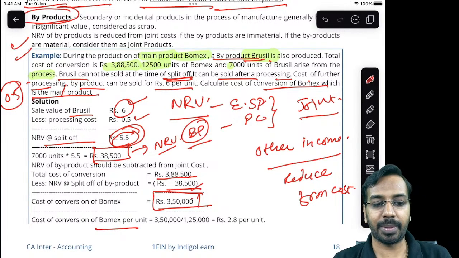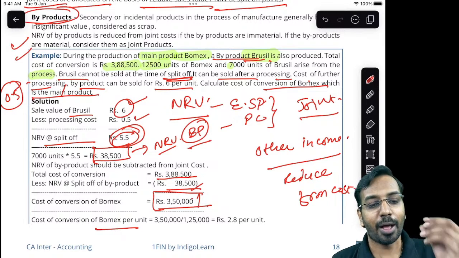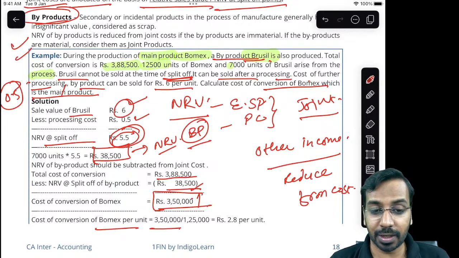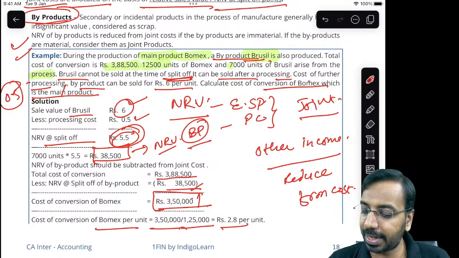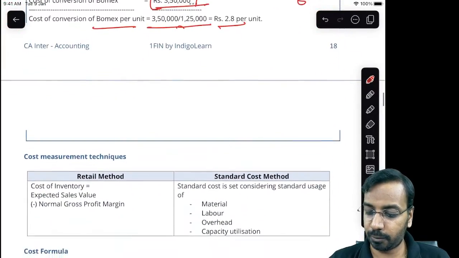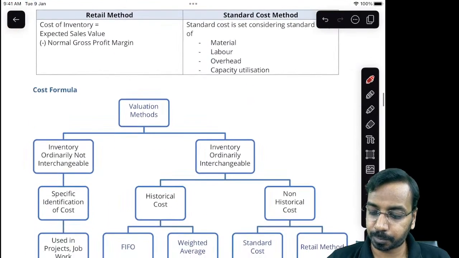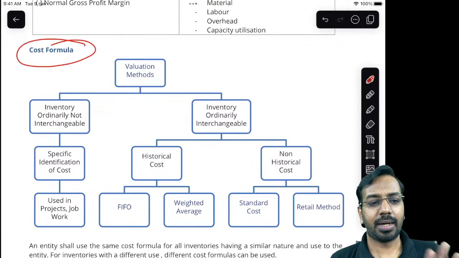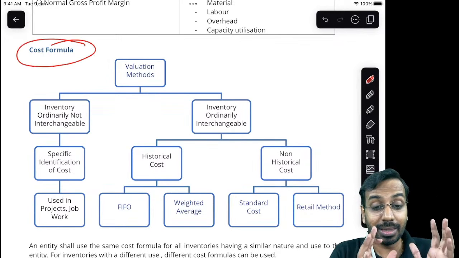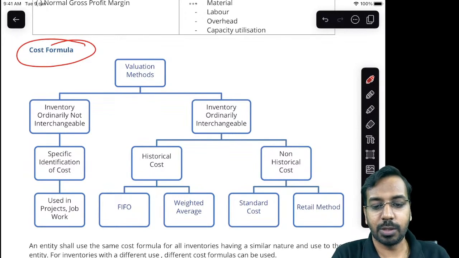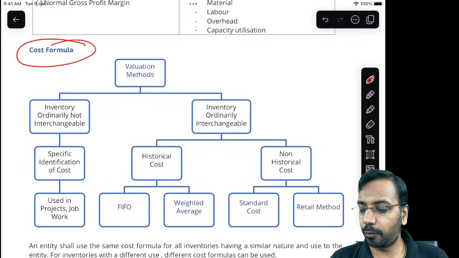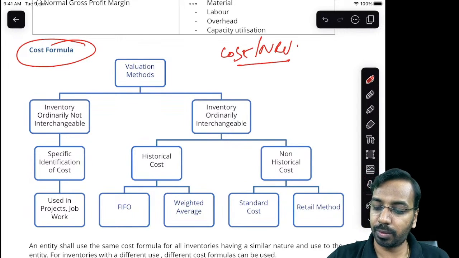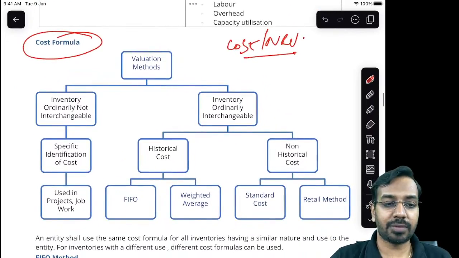So the cost of Bomex is simply calculated as total cost minus the cost of the byproduct. 350 divided by 125, I get 2.8 per unit. Okay. Now, these are some cost formulas which are generally not tested in the examination. I have not seen much of these being tested. They focus more on applying the principle of cost and NRV only. Now, what are the various valuation methods?